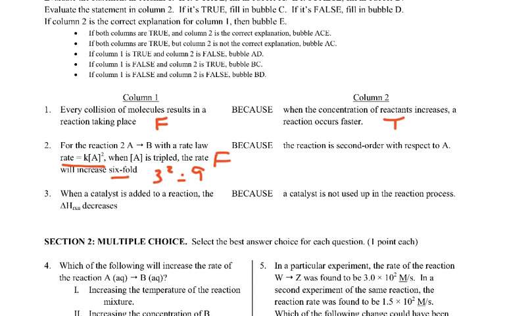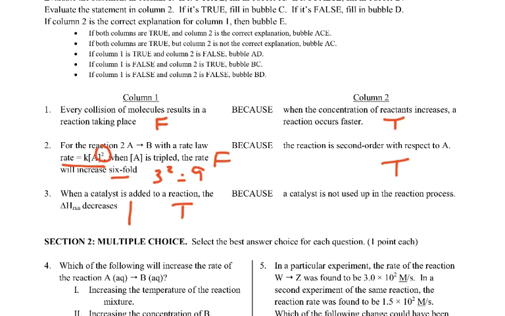The reaction is second order with respect to A. That is true. If it's a little 2 up there, that's second order. When a catalyst is added to a reaction, the delta H of reaction decreases. That is true. Okay. Oh, I'm sorry, that's not true.